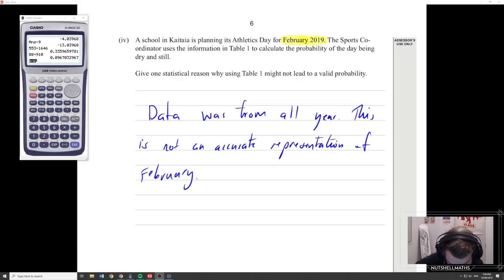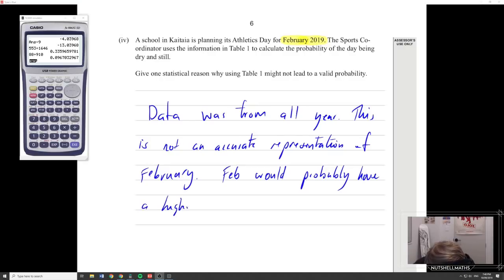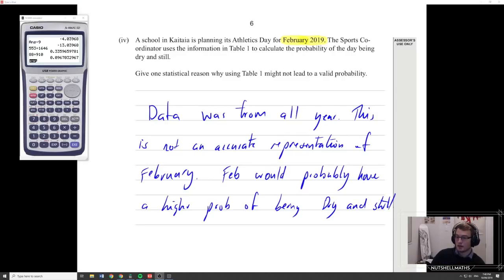Data was from all year. This is not an accurate representation of February. Feb would probably have a higher probability of being dry and still. It's not often it's raining and windy. Okay, in February. We good?